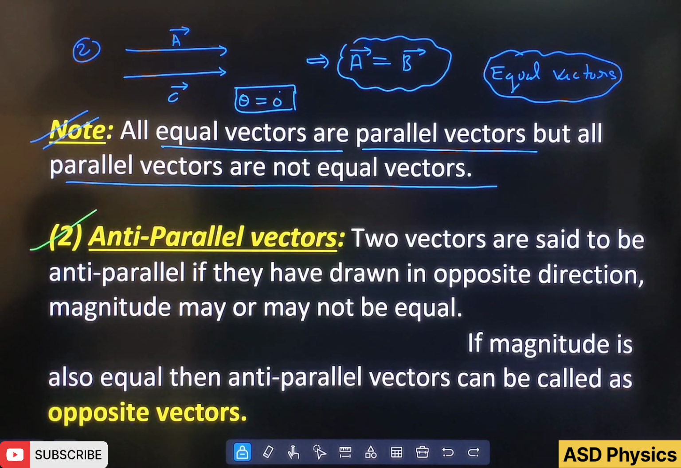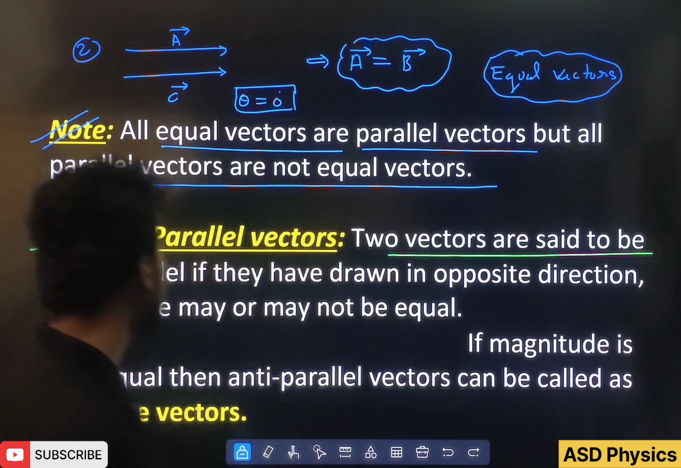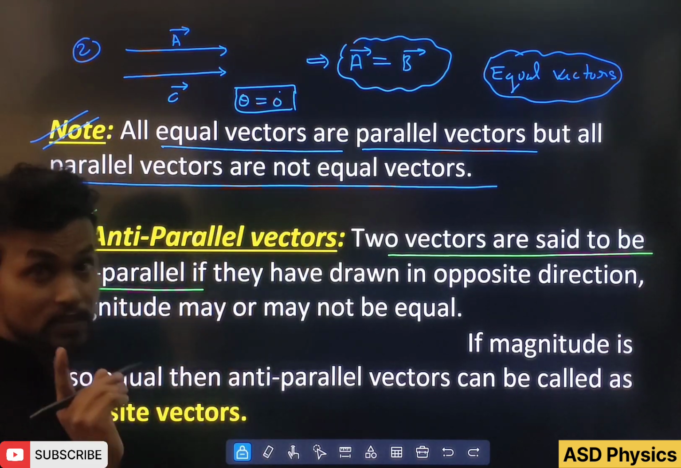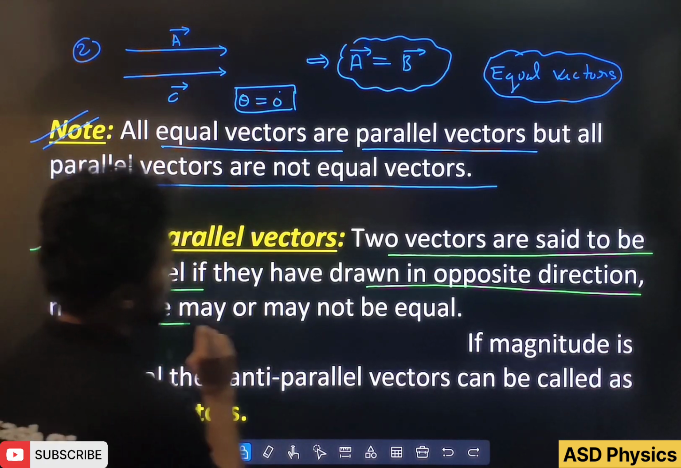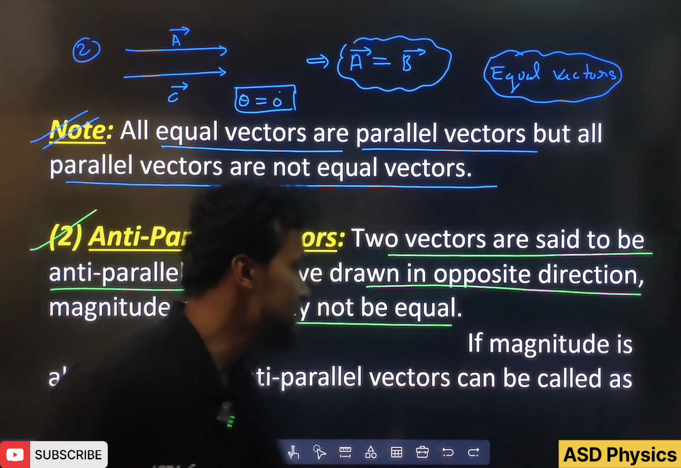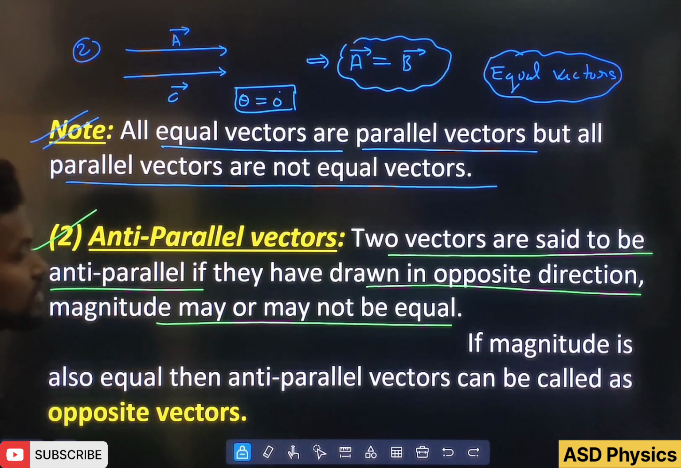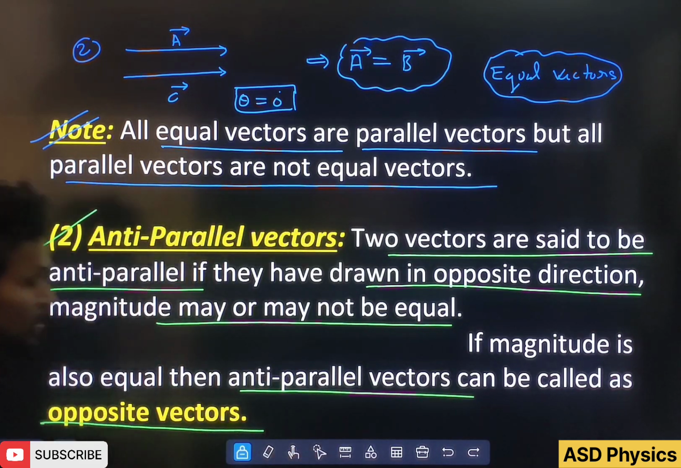Anti-parallel vectors in the same way. Two vectors are said to be anti-parallel if they are drawn in opposite directions; the magnitude may or may not be equal. Again, if the magnitude is also equal, then anti-parallel vectors can be called opposite vectors. The direction will be opposite.